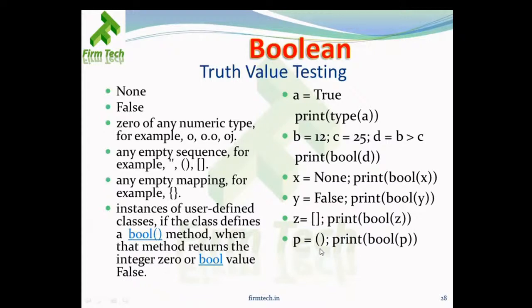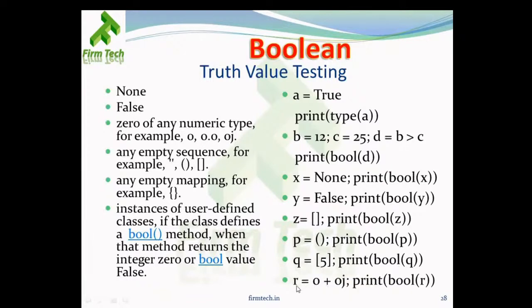And P is equal to an empty tuple, which gives print of bool of P is false. And here Q is equal to a list with an element 5, which gives the print of bool of Q is true. And here R is assigned with 0 plus 0j, so print of bool of R will also give you false.